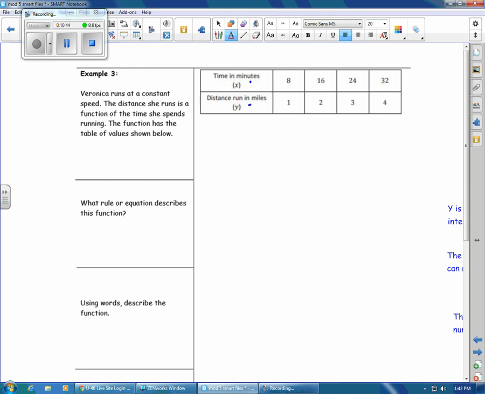So if we're trying to determine whether this is a linear function or not, we can look at our change in y and put that over our change in x. So change in y, we're going plus 1, plus 1, plus 1. Change in x, we're going plus 8, plus 8, plus 8. So it's going to be change in y over change in x is 1 over 8.